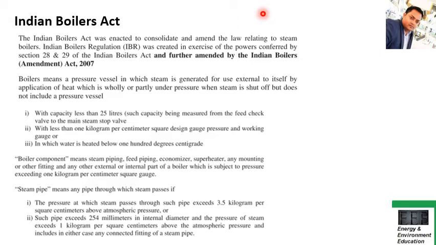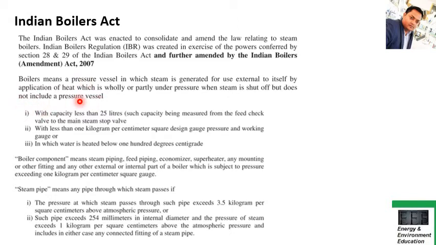And coming to the boiler part again, a boiler means a pressure vessel in which steam is generated for use external to itself by application of heat, which is wholly or partially under pressure when steam is shut off, but does not include a pressure vessel. So what a boiler is all about, I have explained in the last slide, but you should understand one more important point here.